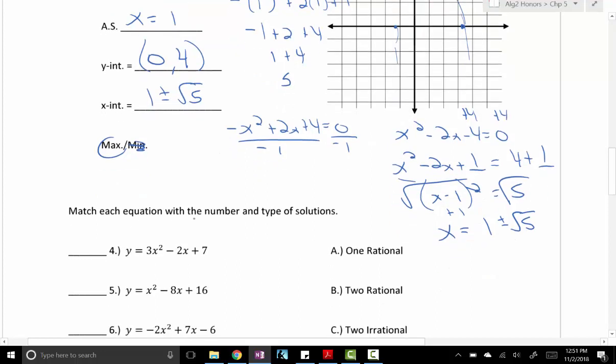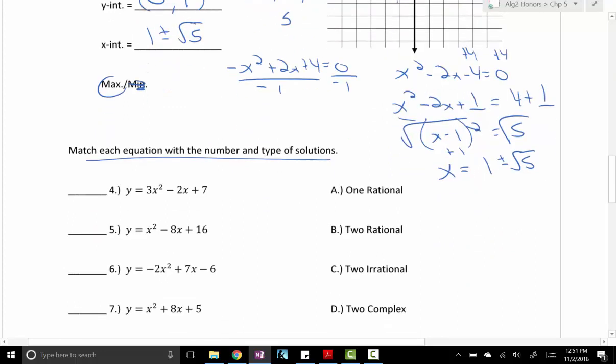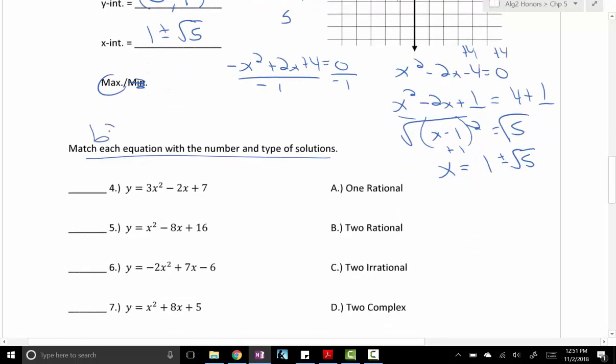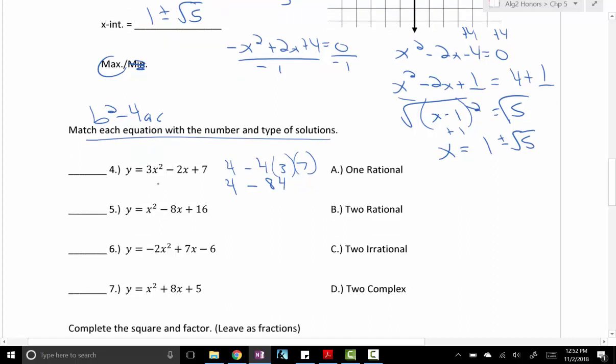If we're talking about match each number with the type of solutions, we're finding the discriminant, b squared minus 4ac. 4 minus 4 times 3 times 7. 4 minus 84. Okay, so negative 80. Based on my choices, this is the only negative 80 that I get. So that's definitely negative, so it's D.